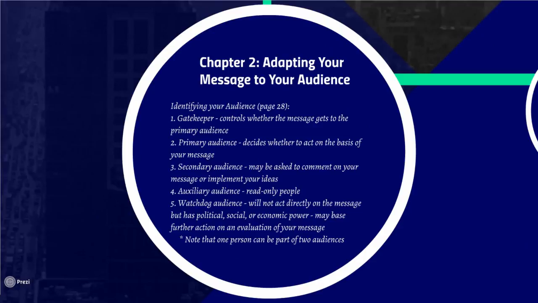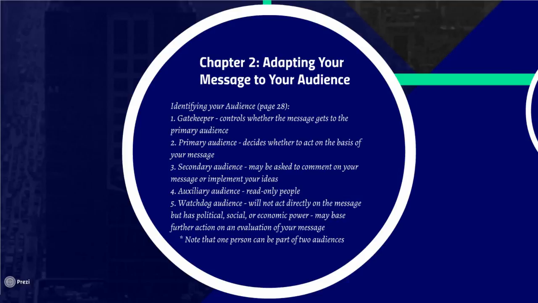Okay, so this brings us to chapter 2, where we talk more specifically about adapting a message to an audience. One of the most important things from that chapter that the authors tell us right up front is that there are these particular types of audiences. So you want to make sure you review page 28 if this information doesn't look familiar to you. But typically you have these 5 types of audiences.